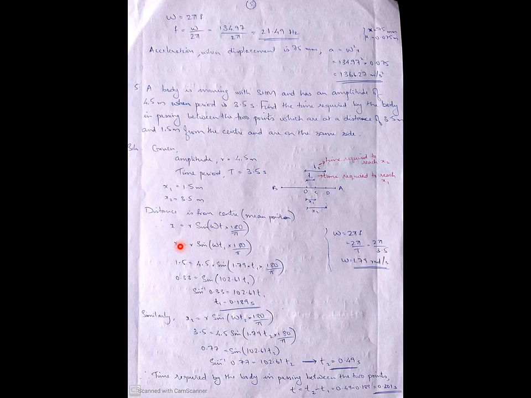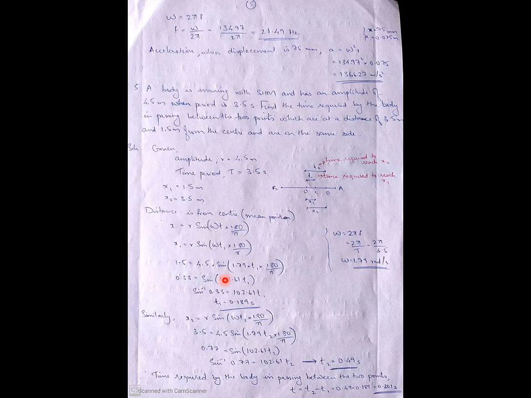So x1 equals r sine omega t1 into 180 by pi. What is given? x1 is 1.5 meter, and the amplitude is 4.5, into sine omega t1, where t1 is unknown. What about omega? Omega is not given, but the time period is given, which is 3.5 seconds. Using the omega and time period relation, omega equals 2 pi by T, you will get omega equal to 1.79 radians per second.